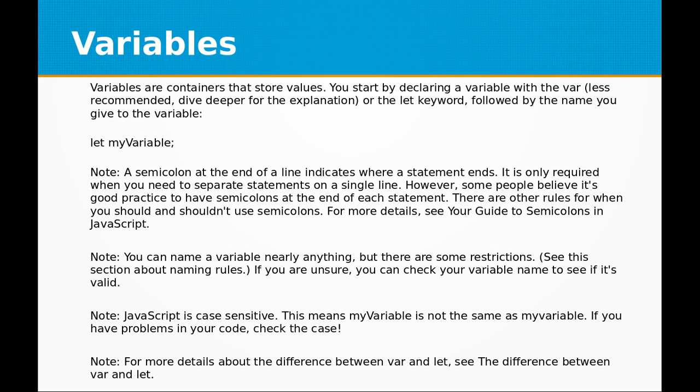Note that a semicolon at the end of a line indicates where a statement ends. It is only required when you need to separate statements on a single line. However, some people believe it's a good practice to have semicolons at the end of each statement. There are other rules for when you should and shouldn't use semicolons. For more details, see your guide to semicolons in JavaScript.